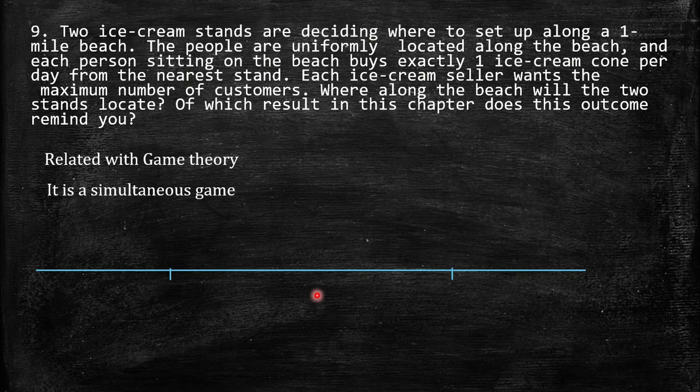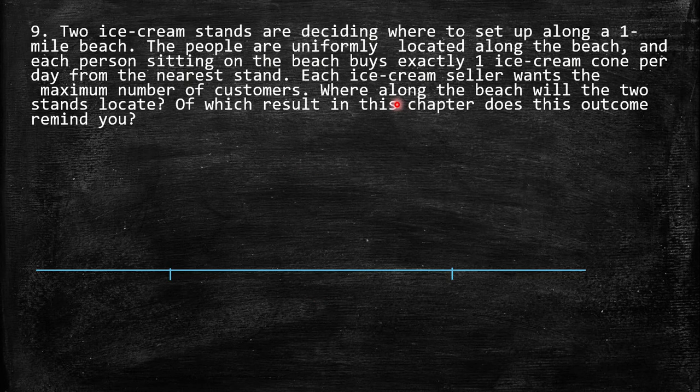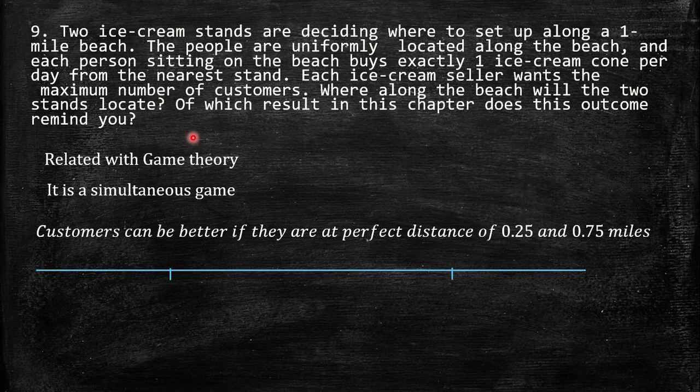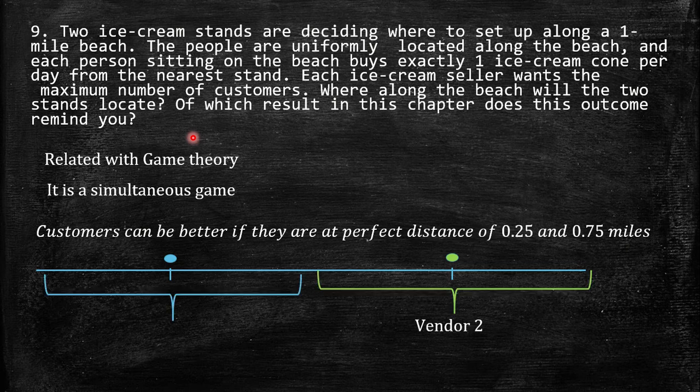Then the question was, where along the beach will the two stands locate? As we said, in the middle. Of which result in this chapter does this outcome remind you? This is naturally related with game theory. We can consider this a simultaneous game, and obviously customers can be better off if the vendors are at the perfect distance of 0.25 and 0.75 miles, and vendor 2 gets 50 and vendor 1 gets 50.